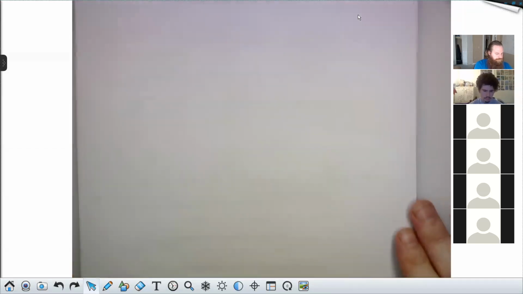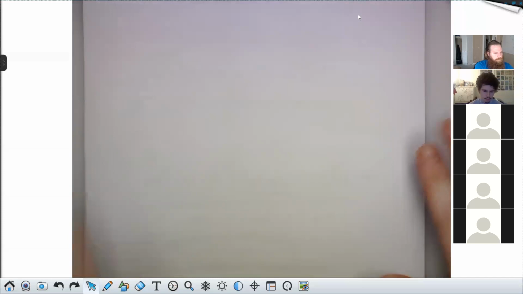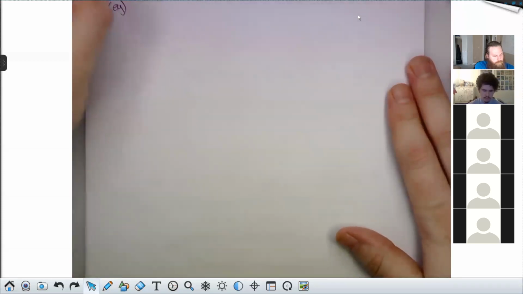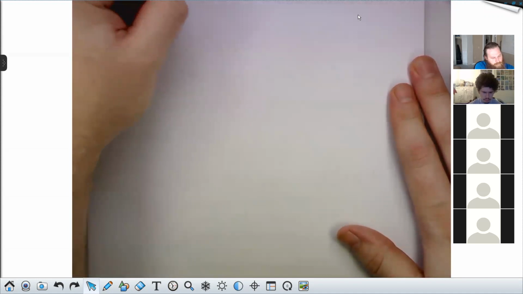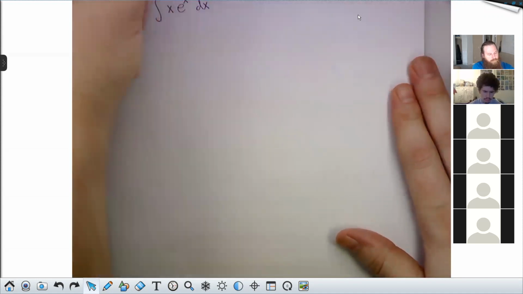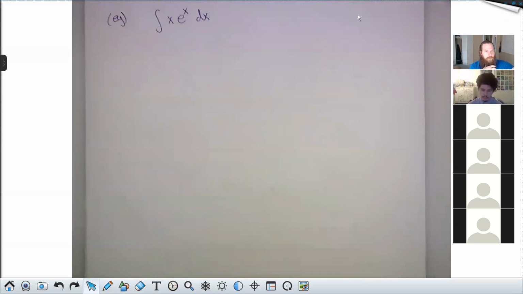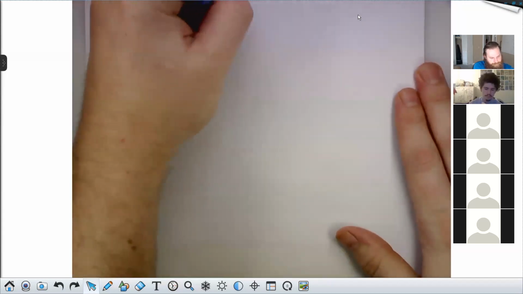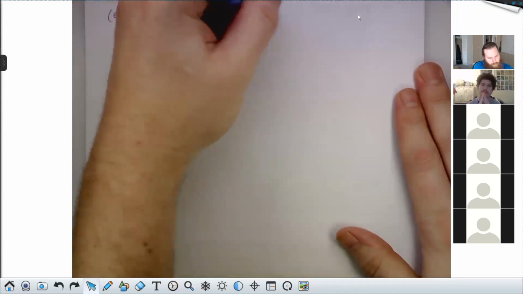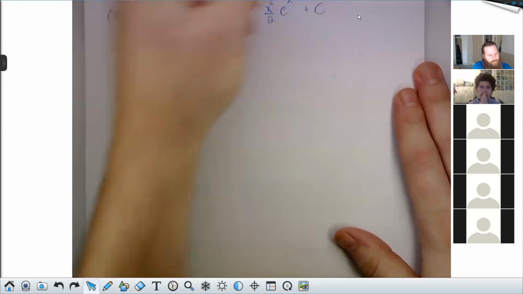So, you know how to integrate x, and you know how to integrate e to the x. But how would you integrate x times e to the x? Quick note, this is not x squared over 2 times e to the x plus c. This doesn't work.